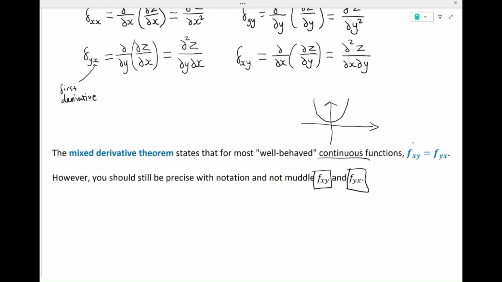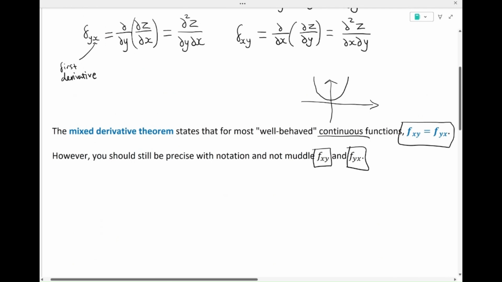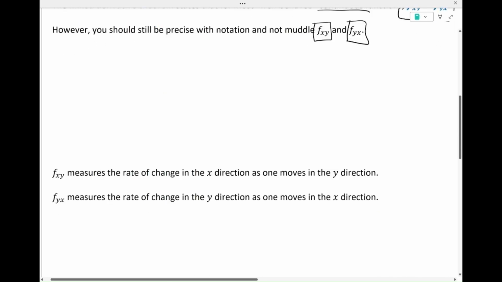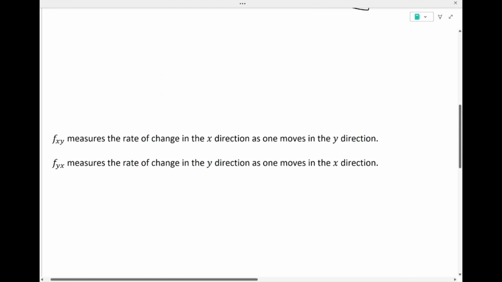However, I do find that this theorem is useful to check your answer and ensure that you've got it correct. So let's actually just look at what these mixed derivatives are finding. The one where it's y partial derivative first and then x measures the rate of change in the x direction as one is moving in the y direction. And if you swap them around, well, the roles of the x and y there just swap around.